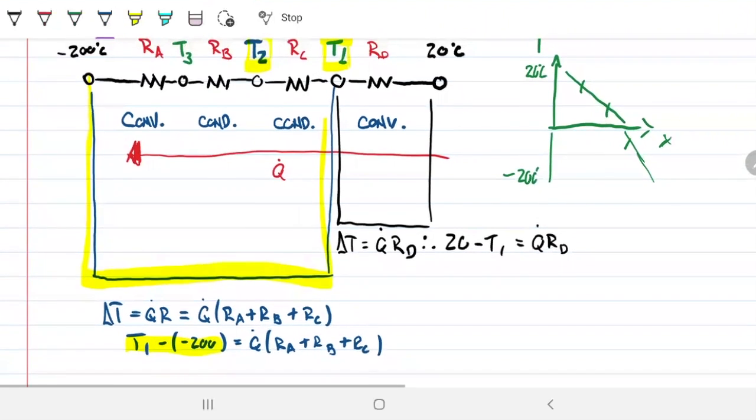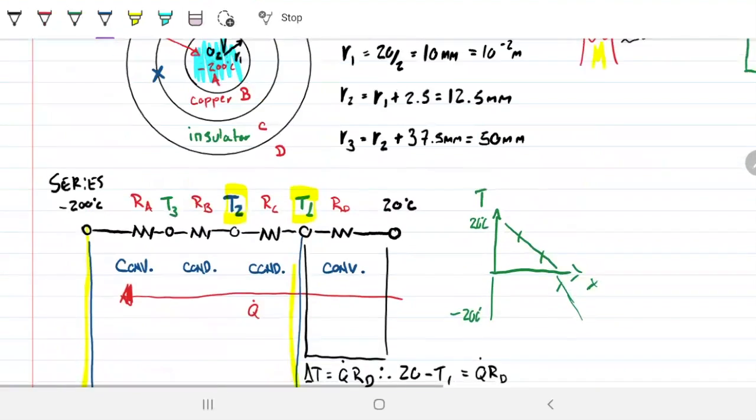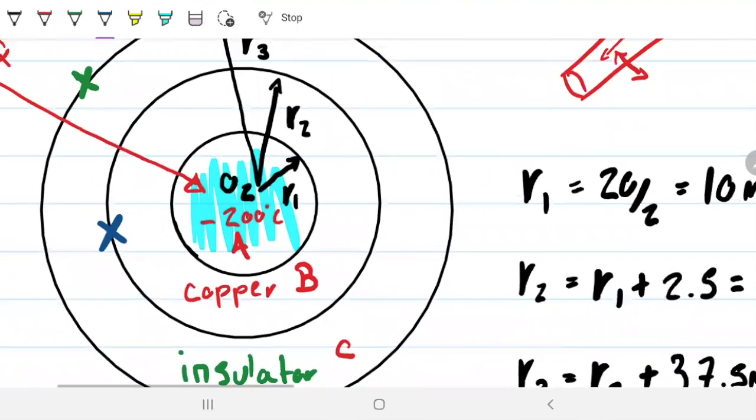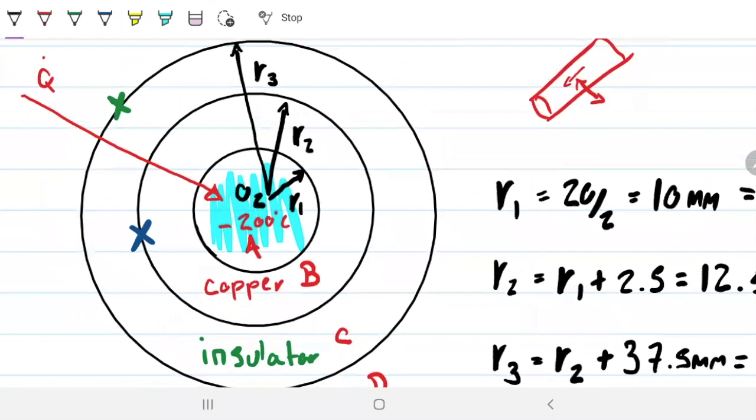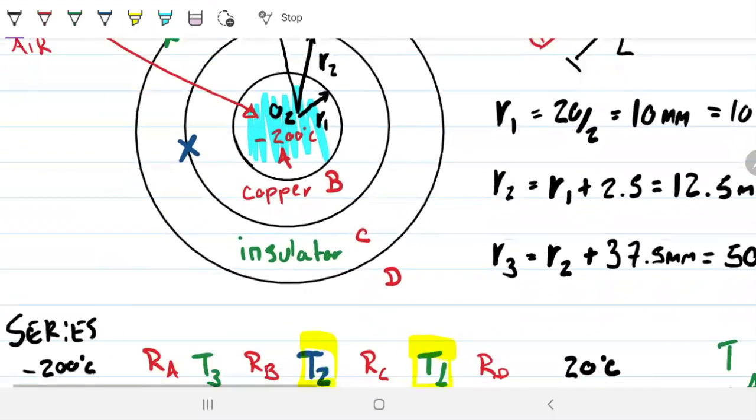Cool. All right, so we can go back to where we're talking about the area. So it's the area, the interface between O2 and the copper. So that area there is going to be the radius 1 times 2 pi r, which is radius 1, times the length of this copper wire, which is this guy here, L, which we don't have.